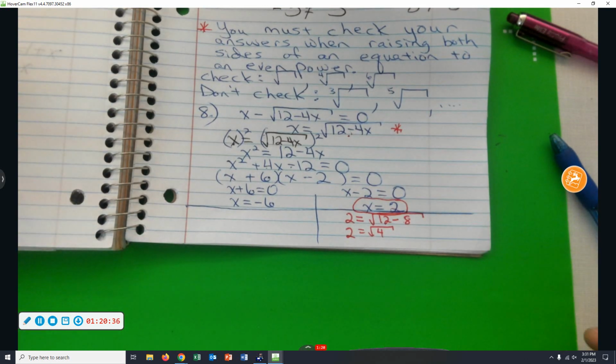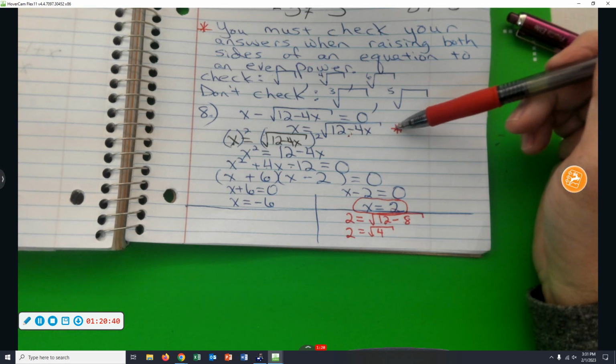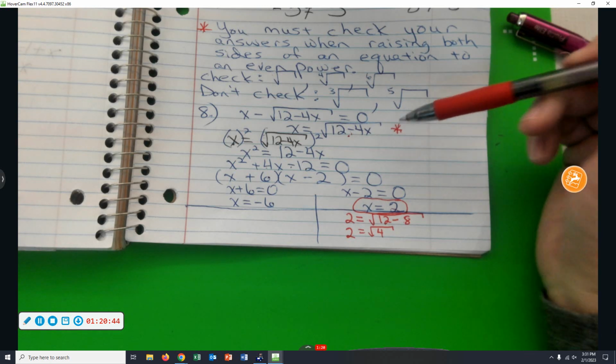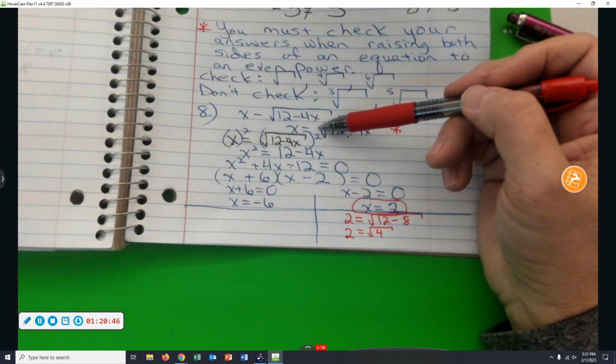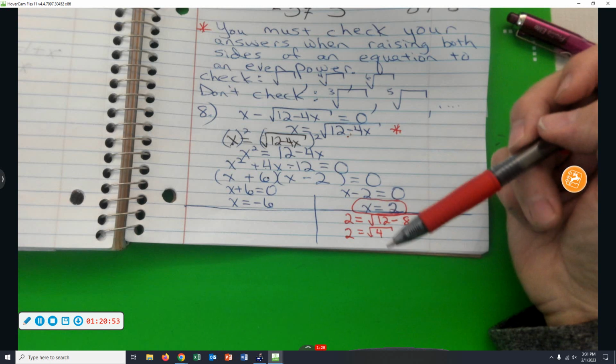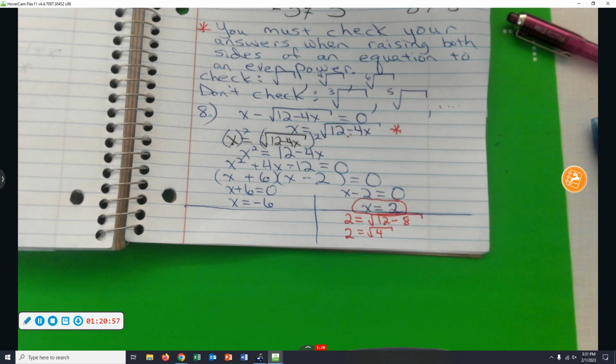I remember I was the one that told Tony this trick. Check in the form where the radical is already isolated, because I don't see a sign in front of the radical. If you don't see a sign, what sign do you assume is there, positive or negative? You assume it's positive.